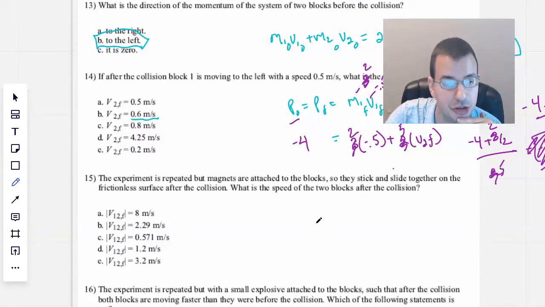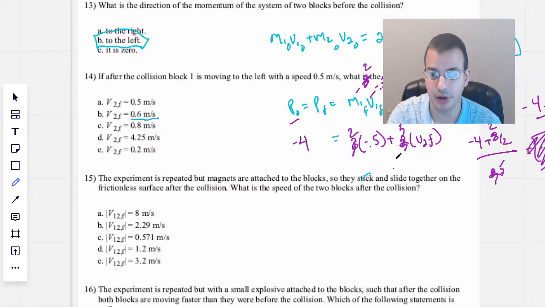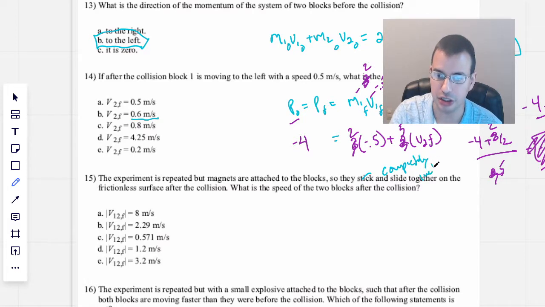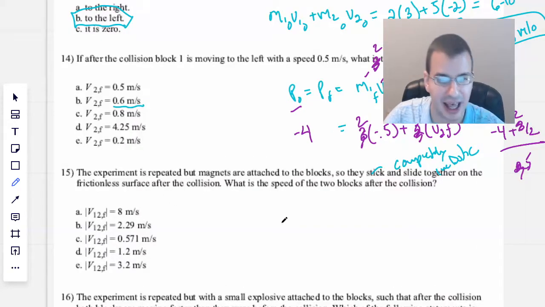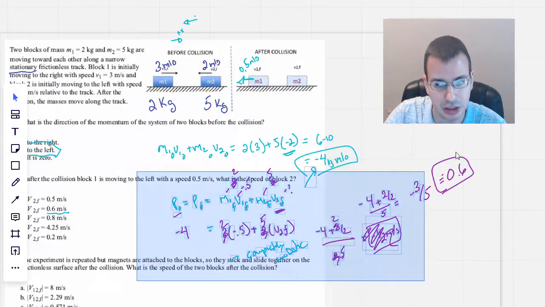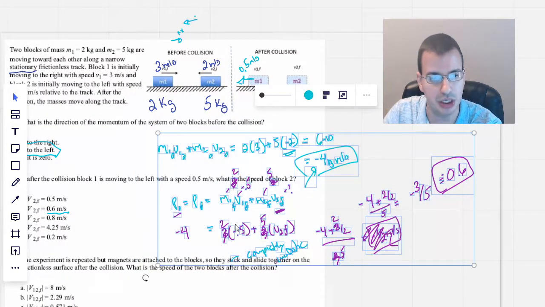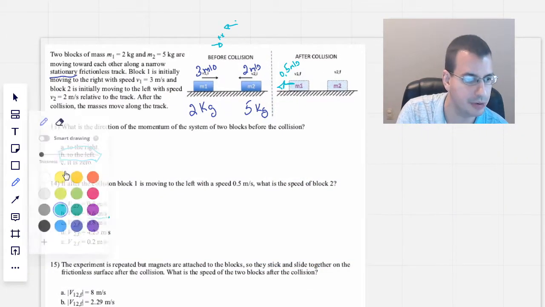Okay, the experiment is repeated, but magnets are attached to the blocks so they stick and slide together. Okay, so this is a completely inelastic collision. Completely inelastic collision on the friction surface after the collision. What is the speed of the two blocks after the collision? Okay, I'm going to clean up some of my workspace here because I think all this data we need or have. I'm going to write up here real quick.